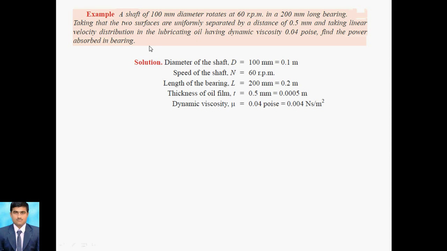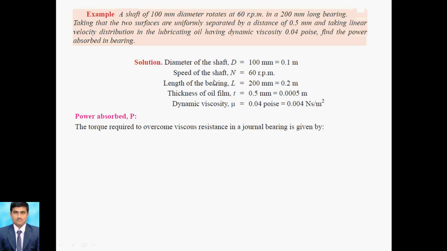First of all, we go for the solution based on the given data. So their diameter D is 100 mm, already we discussed, so that is why 0.1 meter. Then the shaft speed is given, that is N is equal to 60 rpm. The length is 200 mm, so convert into meter. Then thickness of the film, that is t, the separation distance is 0.5 mm, so convert into meter, 0.5 into 10 to the minus 3 divided by 2. Then next, dynamic viscosity mu is equal to 0.04 poise. If you divide by 10, then you get 0.004 Newton second per meter square. So this is about the given data.